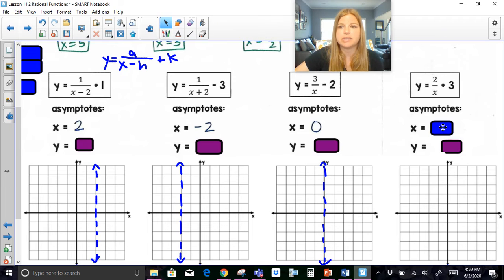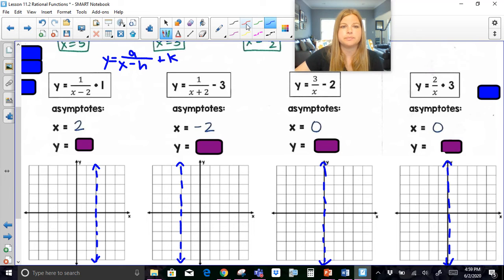And then the same thing for this last one. I just see x. I don't see any minus or plus h, any h values. So it's just going to be the y-axis.